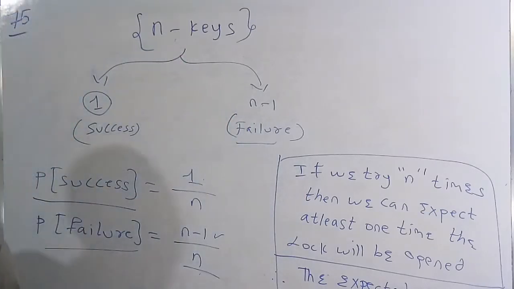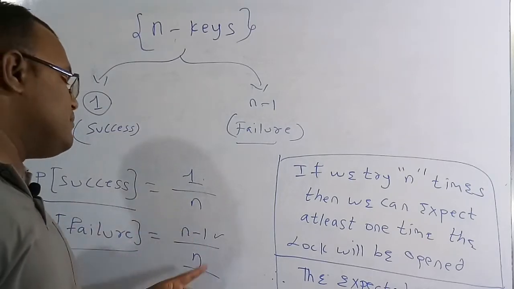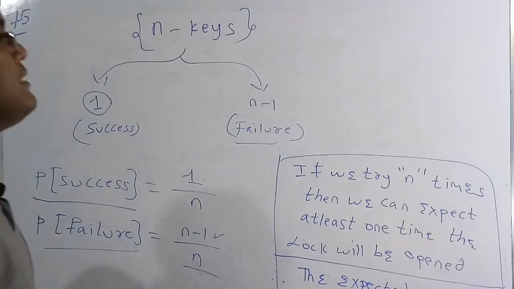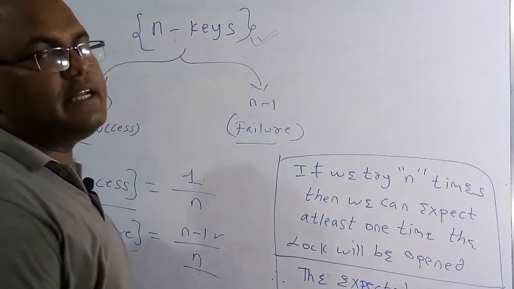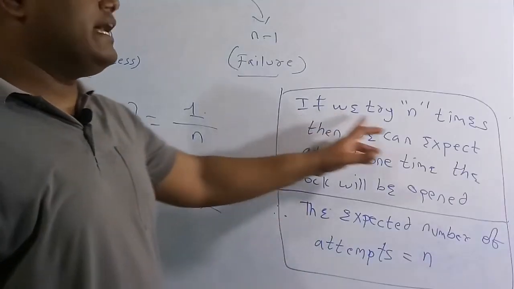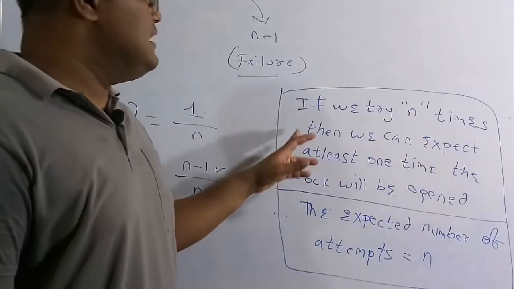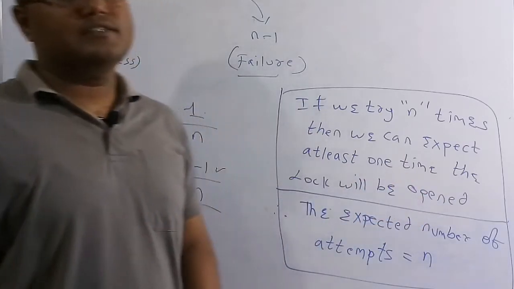So therefore the probability of success is equal to 1 by n and the probability of failure is equal to n minus 1 by n. So we can say simply, if there are n keys and if he tries for n times, definitely at least for one time he can open that door. So therefore if he tries n times with that n keys, then we can expect at least one time the lock will be opened. So you can simply guess also.